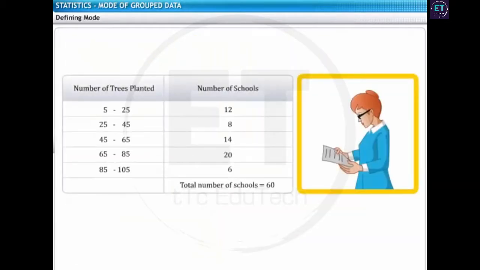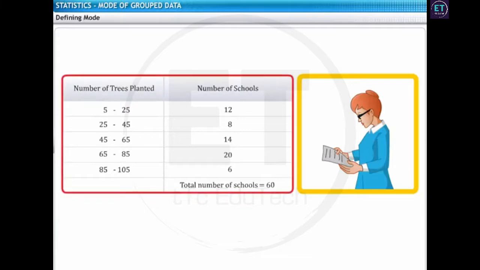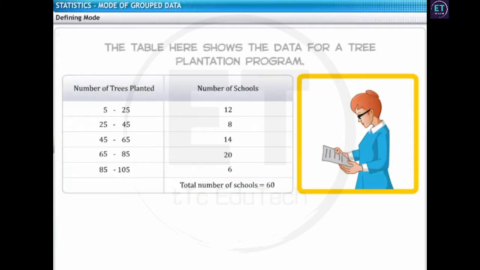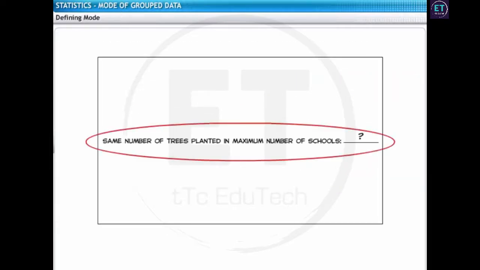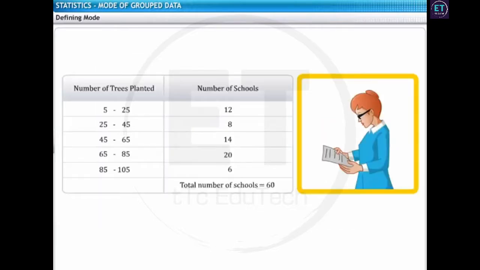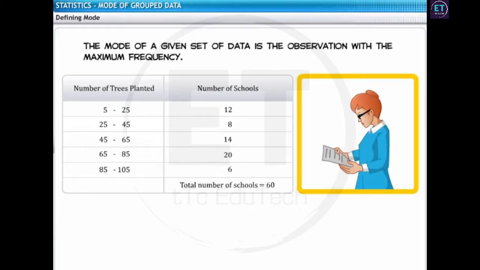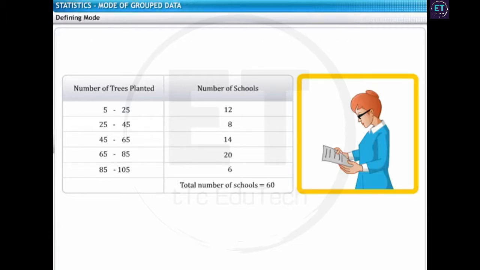Now, coming back to Miss Greenfinger's data, let's help her find the maximum number of trees planted across all 60 schools. She has the grouped data of all 60 schools that participated in the tree plantation program. Observe the data presented in the grouped frequency distribution table. To find the maximum number of trees planted across the 60 schools, Miss Greenfinger has to find the mode of this grouped data. Recall that the mode of a given set of data is the observation with the maximum frequency. Now, let us find the solution to Miss Greenfinger's problem.